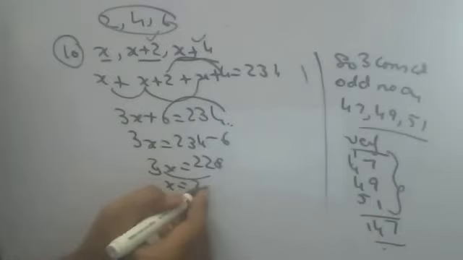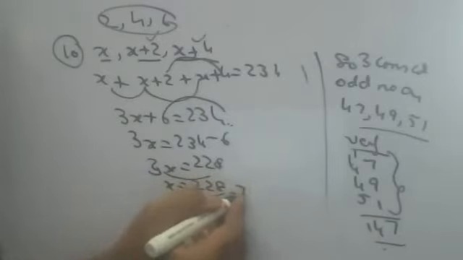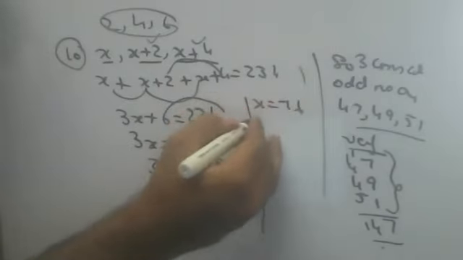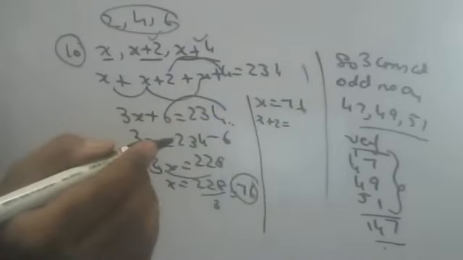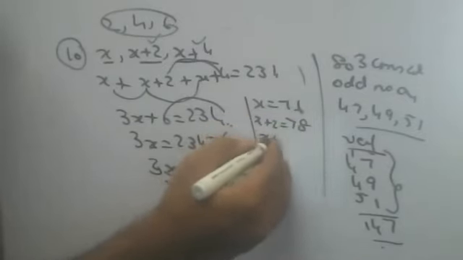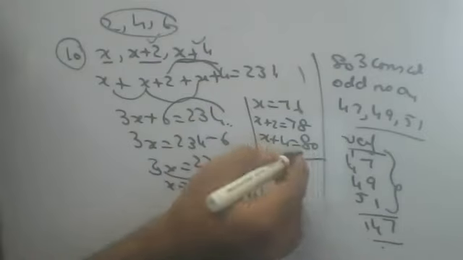x is equal to, 3 will come down, 228 by 3. 3 7s are 21, so 76. So what is the first number? x is 76. What is the next number? 76 plus 2, how much? 78. What is the third number? 80.